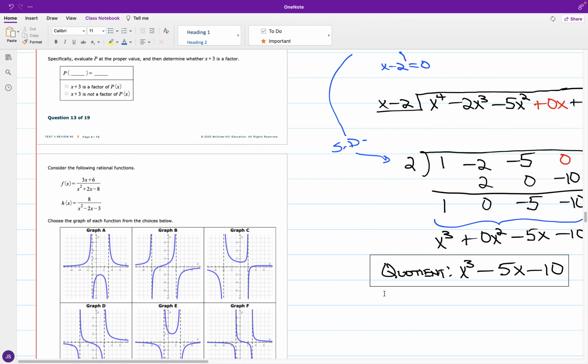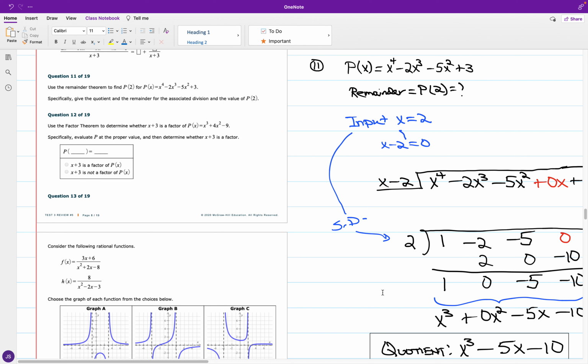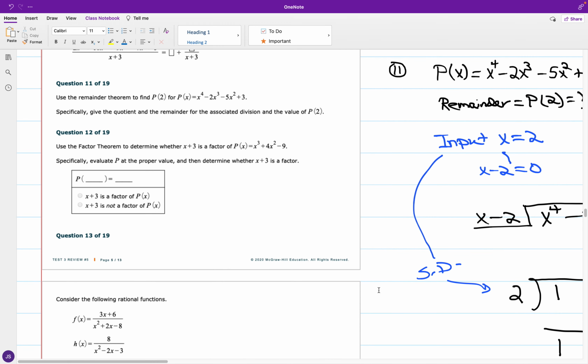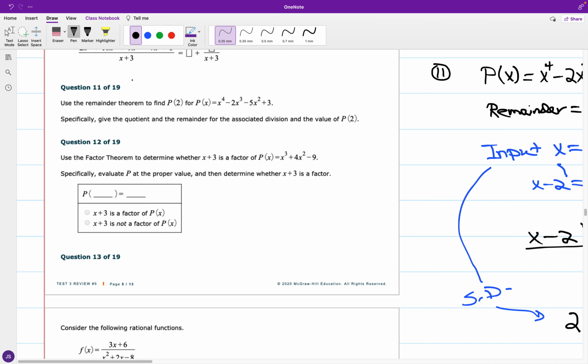Now, in terms of the factor theorem, this is binary. If the remainder is 0, then the expression is a factor. If the remainder is not 0, then the expression is not a factor. So if I use the factor theorem, I can just set this up in terms of synthetic division. I'm going to do a little bit of a shortcut here. You have p of x, x cubed plus 4x squared minus 9. Notice we have a missing first order x term.